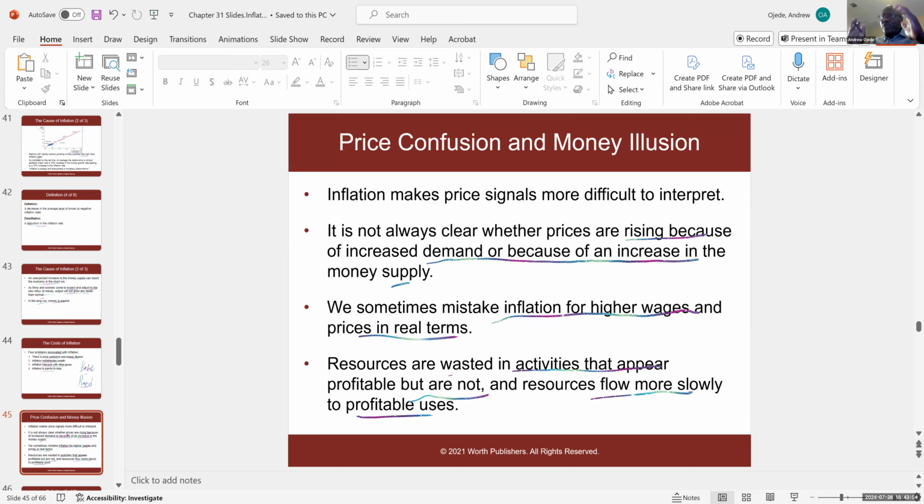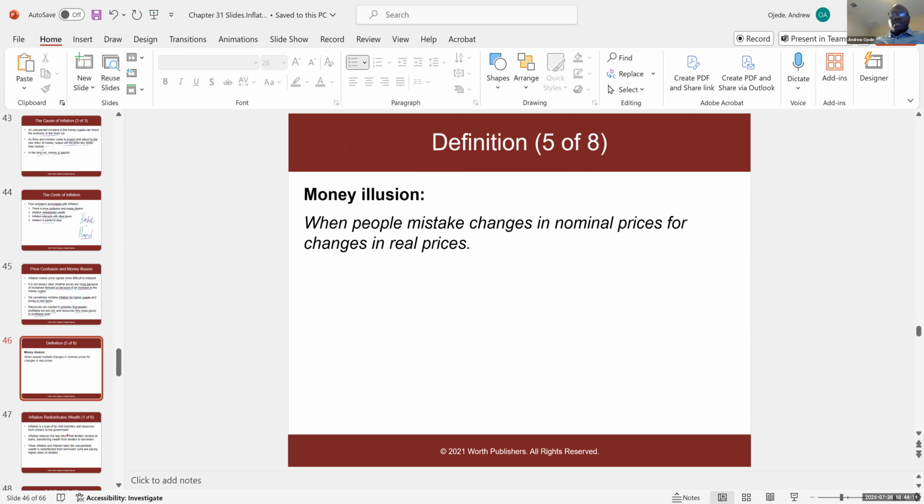So anybody who only thinks that an increase in the price of a good that they control is the only thing that has gone up, without verifying whether the price of everything has gone up, suffers what we call money illusion. You're going to make bad choices, bad decisions. So money illusion is when people mistake changes in nominal prices for changes in real prices. That is true.